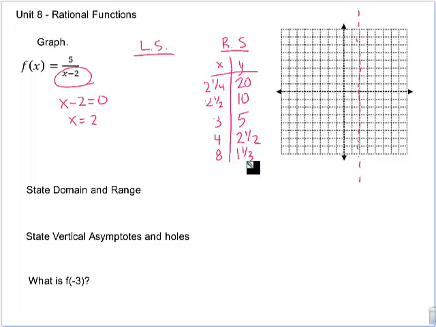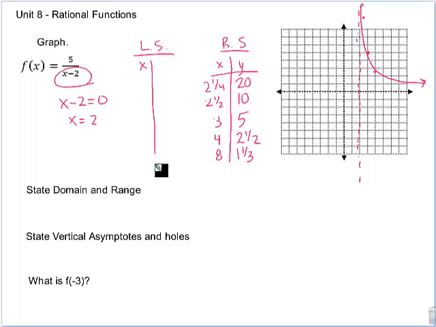Okay, and then we plot those. 2 1/4, that's at 20, way off the graph. 2 1/2 is at 10, so about there. 3 at 5, 1, 2, 3, 4, 5, right here. 4 is at 2 1/2. And then 8 is at 1 1/3. So we can take it and get an idea of what that side of the graph looks like.